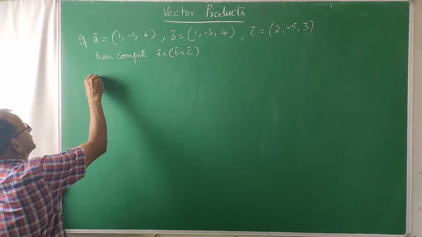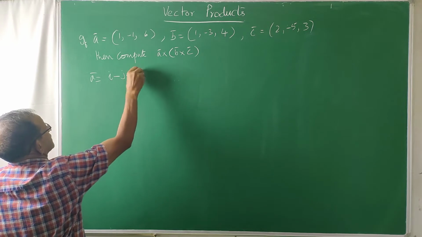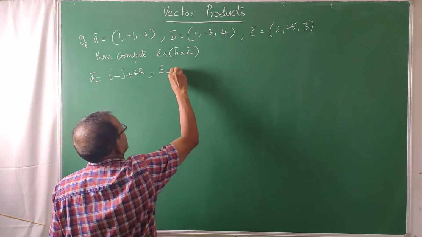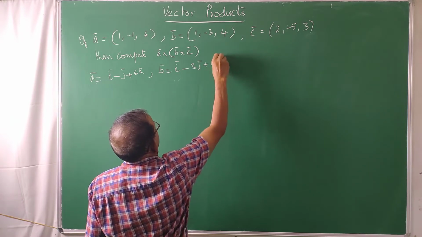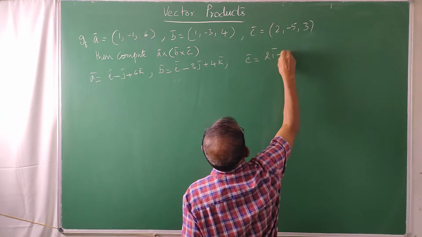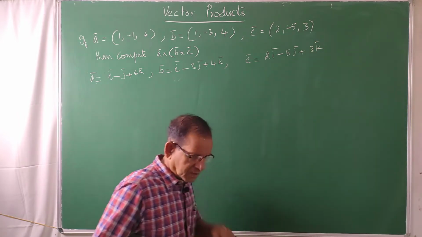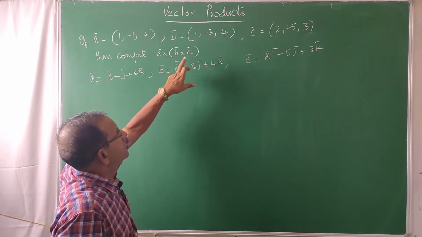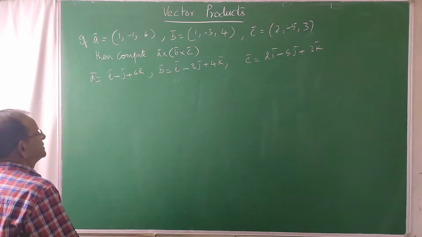A bar is equal to i bar minus j bar plus 6k bar, and B bar is equal to i bar minus 3j bar plus 4k bar, and C bar is equal to 2i bar minus 5j bar plus 3k bar. Now we have to find out A cross B cross C. So first of all we have to find the cross product of the vectors in the bracket. So find out B cross C first.